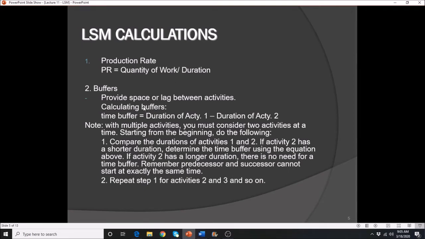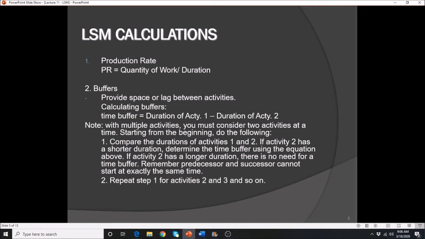The buffer is pretty much the same as the lag time that we've learned in the critical path method. The lag time is an amount of time, or the flow time. It is the amount of time that we need to wait after the completion of a particular activity.